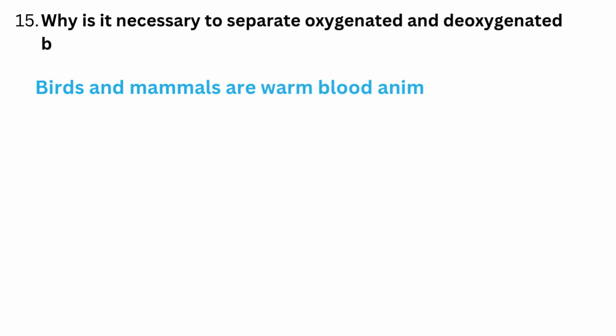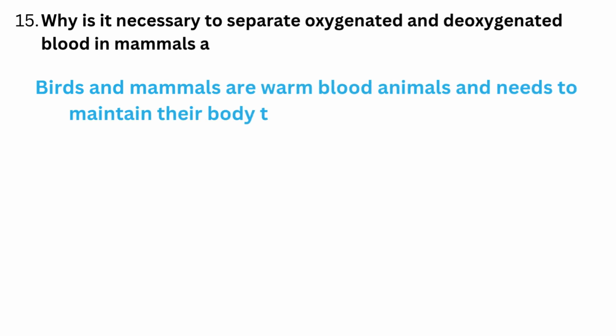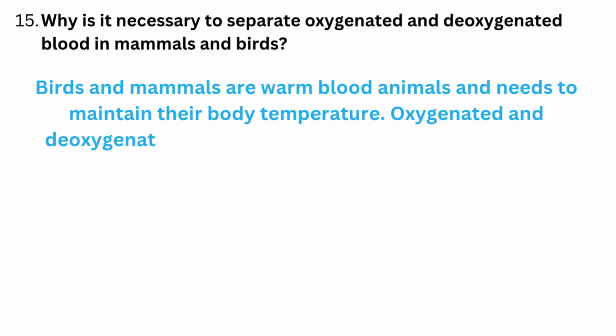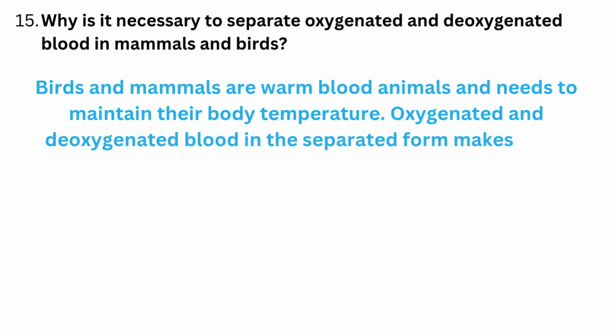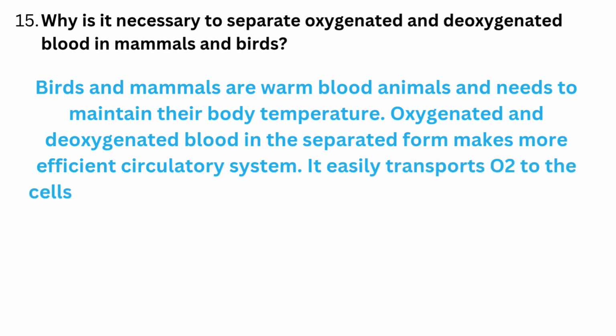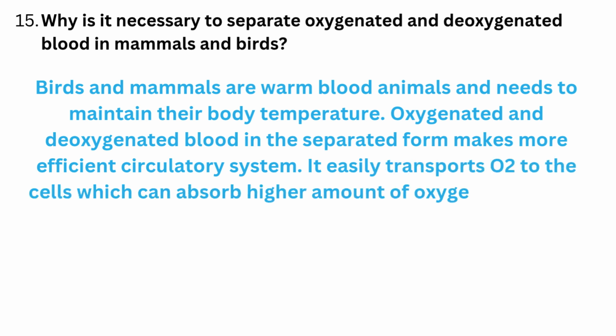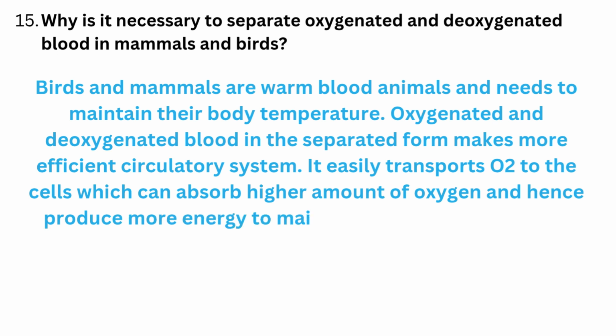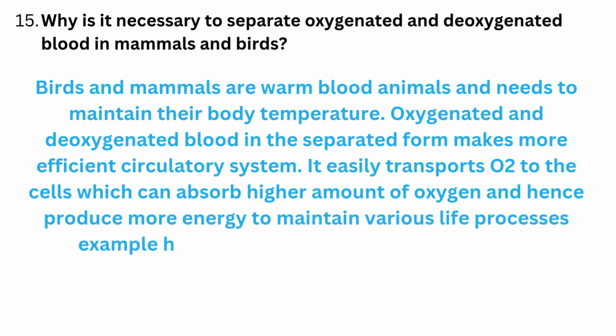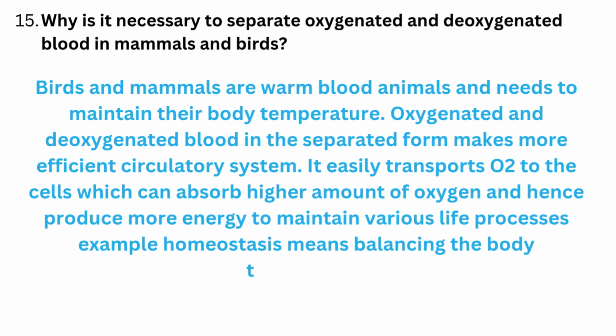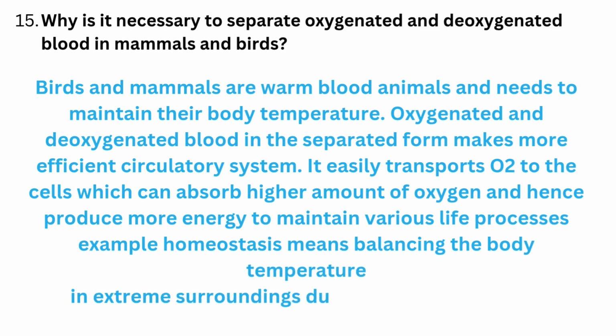Why is it necessary to separate oxygenated and deoxygenated blood in mammals and birds? Birds and mammals are warm-blooded animals and need to maintain their body temperature. Oxygenated and deoxygenated blood in separated form makes a more efficient circulatory system. It easily transports oxygen to the cells, which can absorb a higher amount of oxygen and hence produce more energy to maintain various life processes. Example: homeostasis, meaning balancing the body temperature in extreme surroundings due to change in climate.